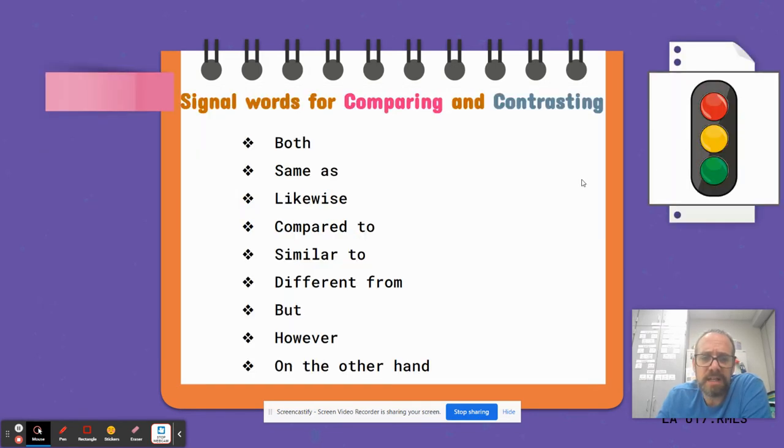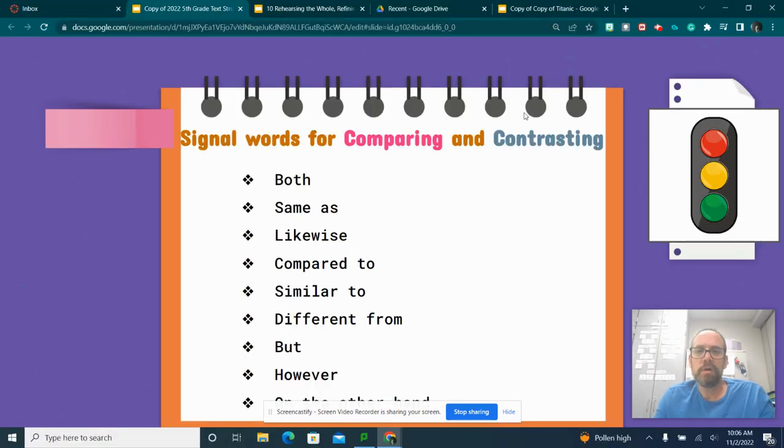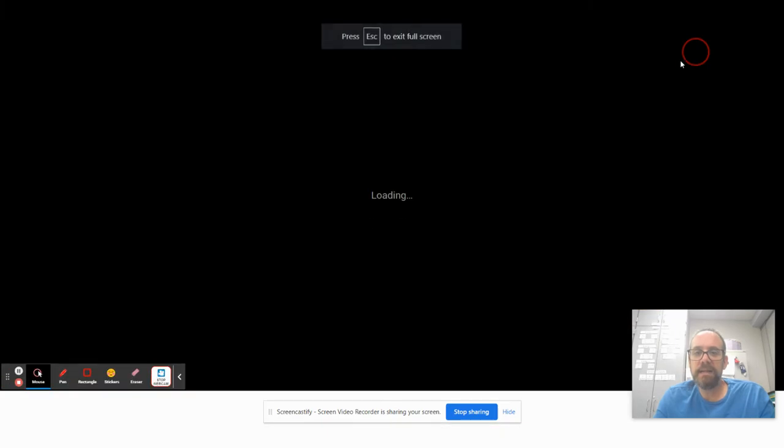Again, some of the words that you might see that would help you indicate that you're looking at compare and contrast would be both, same as, likewise. Any of those words that help you start to figure out, okay, these things are alike or these things are very different from one another. So here's a list of some of those words. And again, you don't always see something that clear.